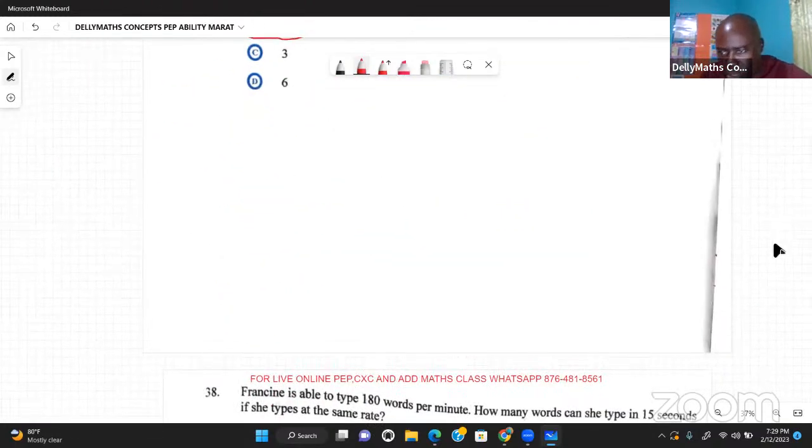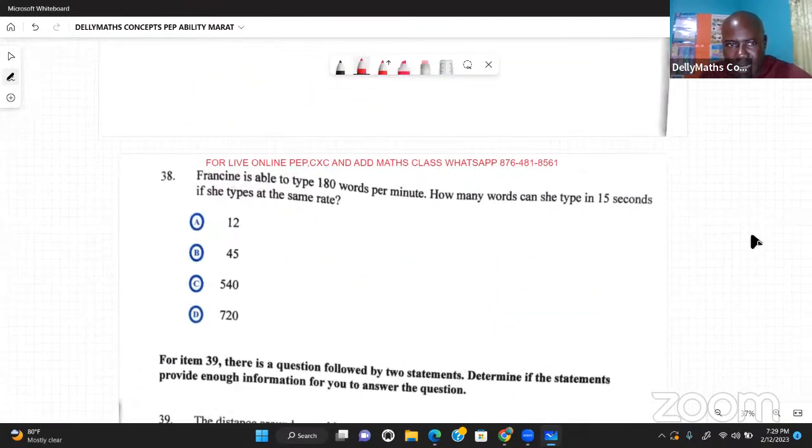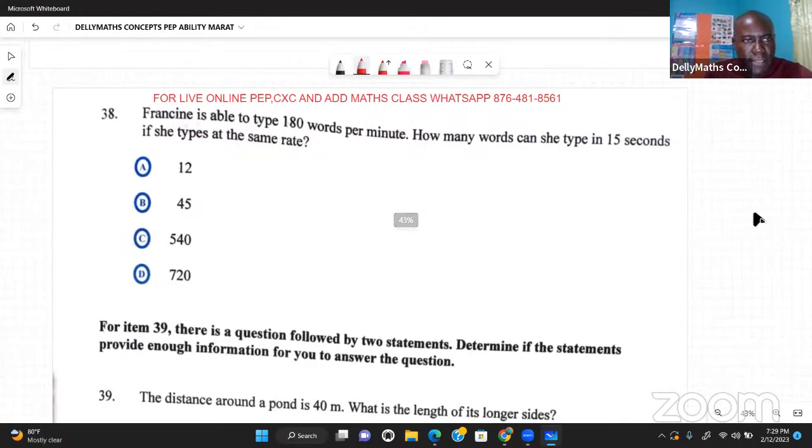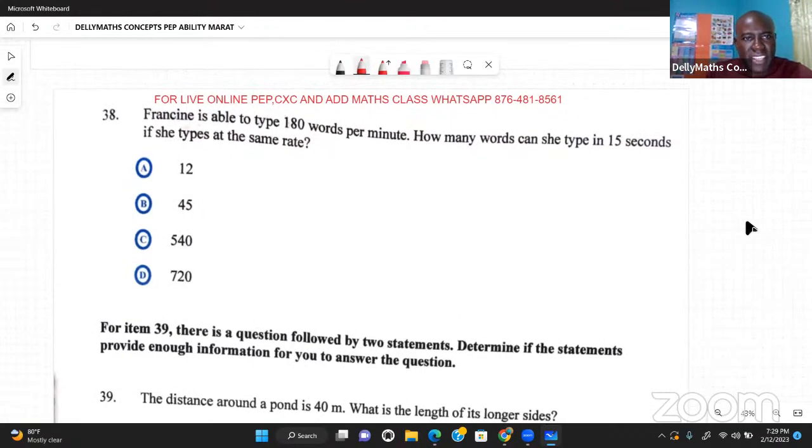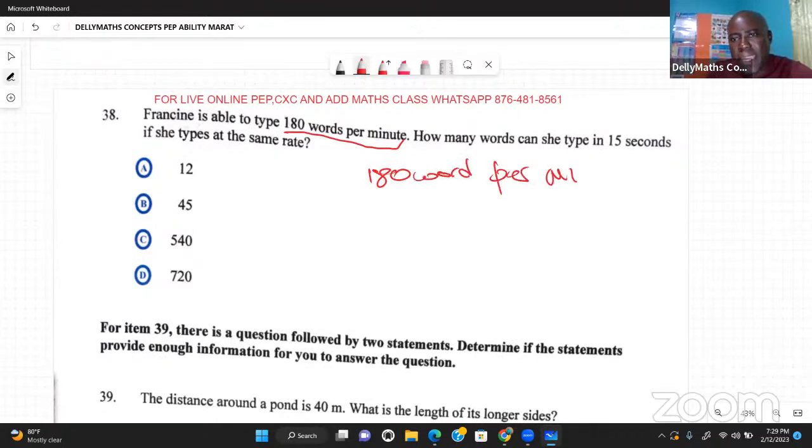We have one more sheet to go and we're wrapping it up a little after 7:30. We have 2 more questions. All right. It says Francis is able to type 180 words per minute. 180 words, paying attention to this, per minute. Now, how many words can she type in 15 seconds?